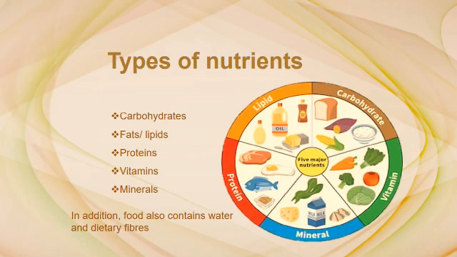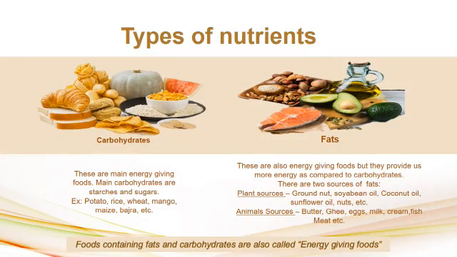Let's see how many types of nutrients are present in our food. The types of nutrients present in our food are carbohydrates, fats or lipids, proteins, vitamins, minerals. In addition to this, food also contains water and dietary fibers which are also needed by our body. Now, let's learn about each nutrient in detail.